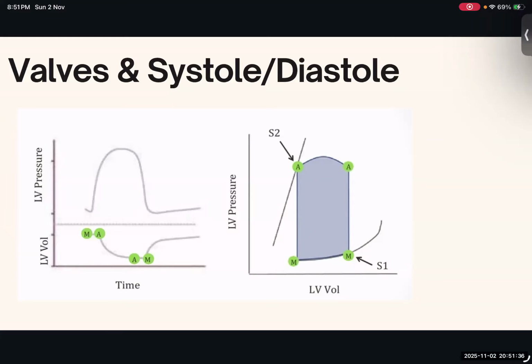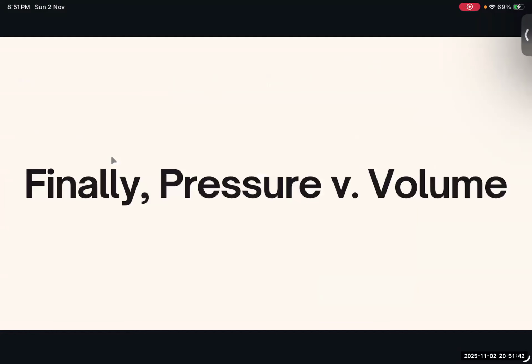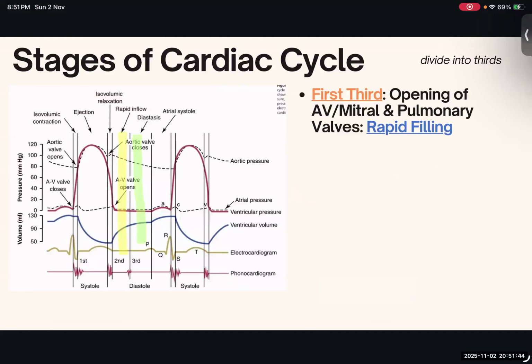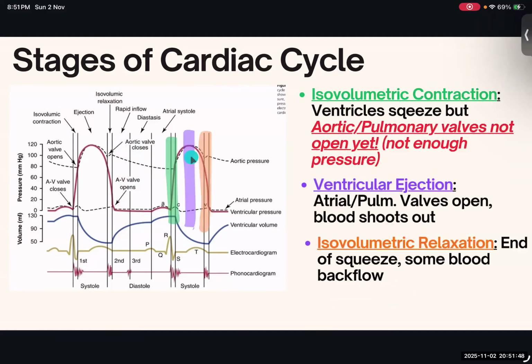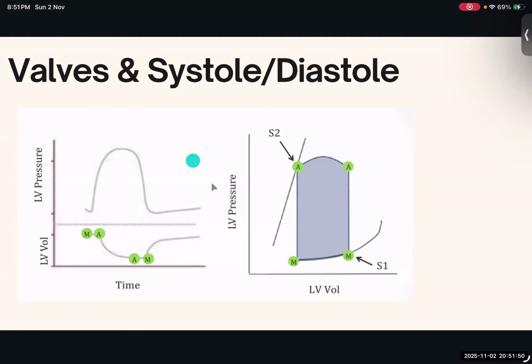Now, let's look at when the valves open and close. Excellent resource, okay? Now, we know that the aortic valve is going to open after isovolumic contraction, at the ejection phase, right here, okay? So let's go to our loop here. The aortic valve is going to open during the ejection phase when the pressure is super high. So here, when the left ventricular pressure is at its highest is when the aortic valve opens.